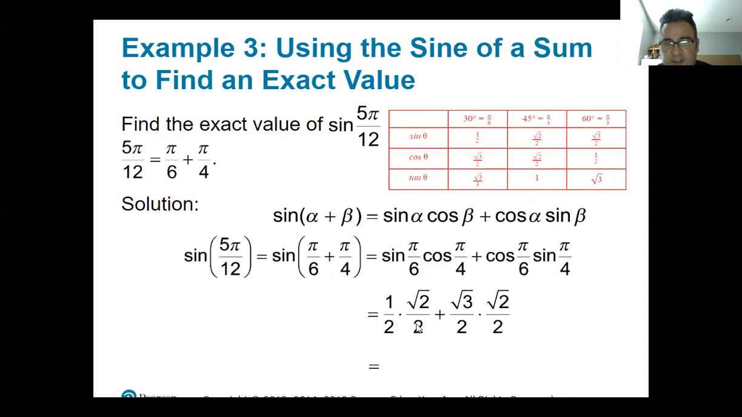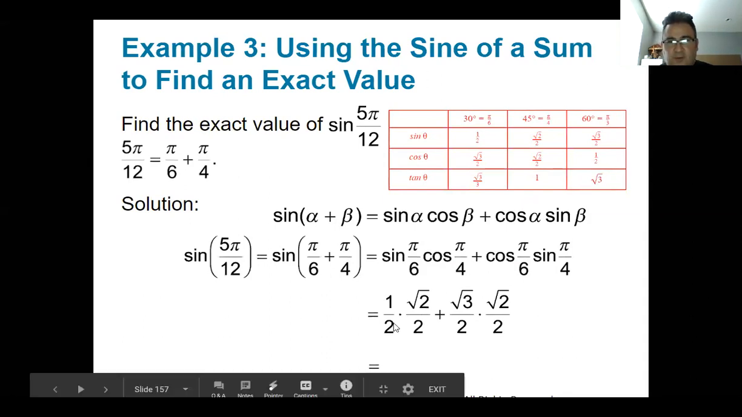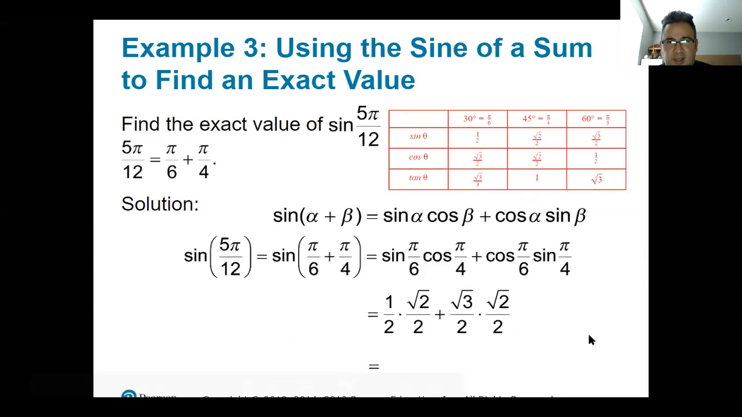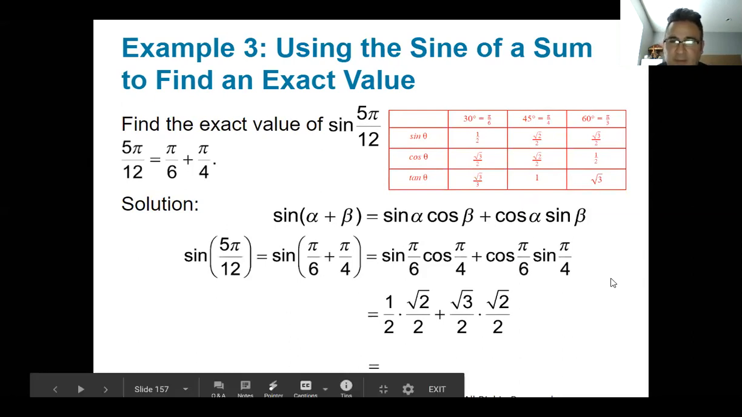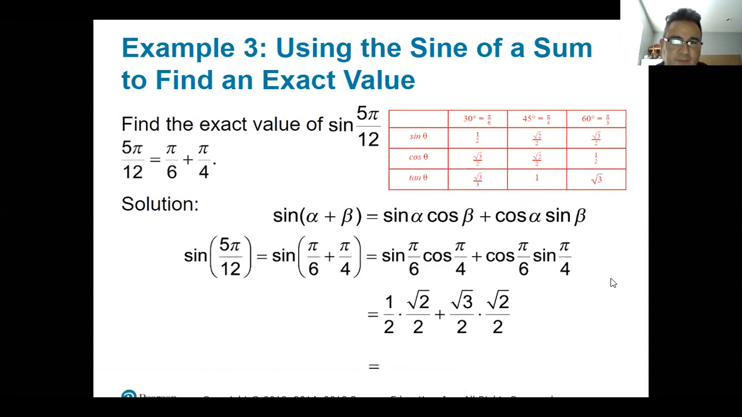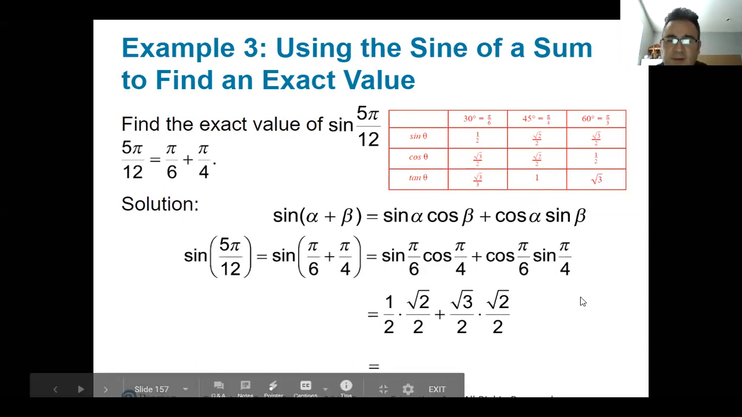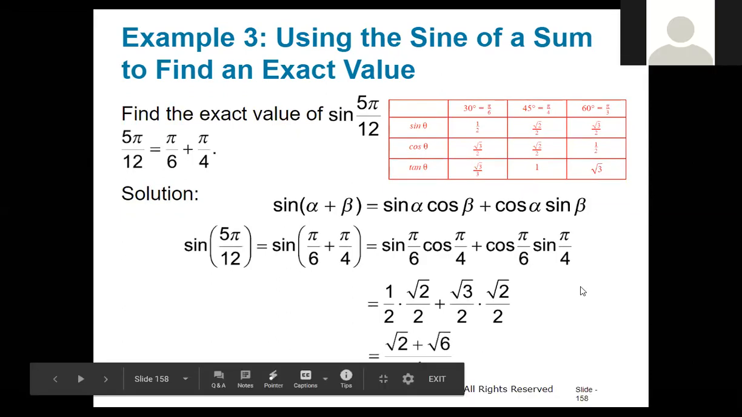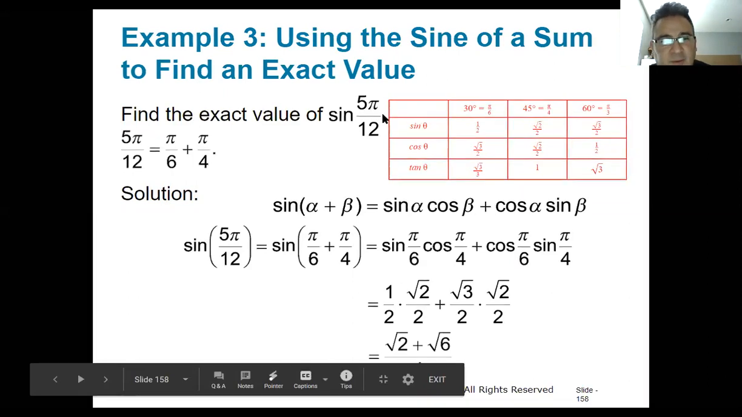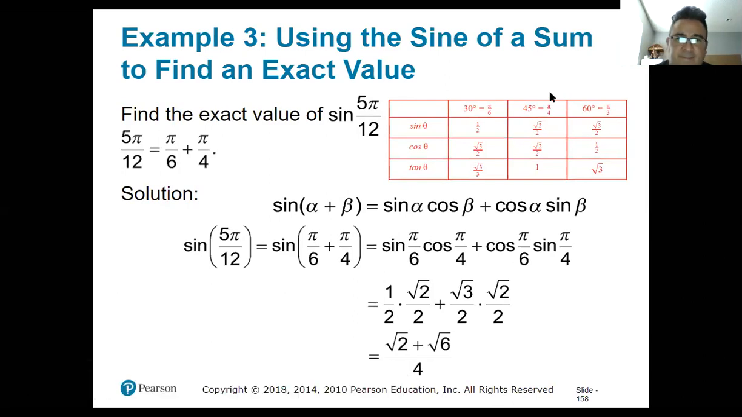So 1 times the square root of 2 over 2 times 2 gives me square root of 2 over 4, plus square root of 3 times the square root of 2, which is radical 6, over 4. Then I simplify. They're both over 4, so I can just write it as one fraction. You good? Okay, we move on.